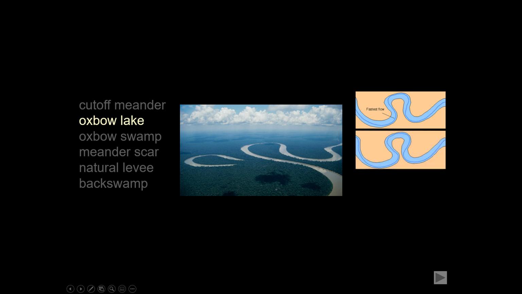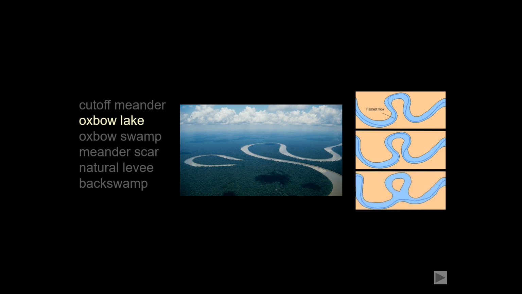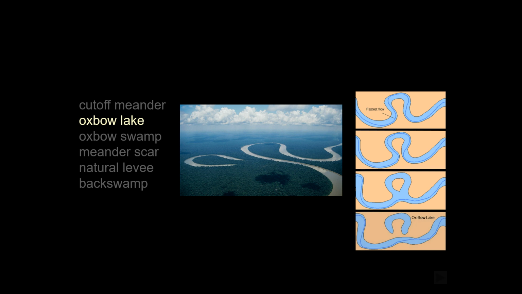So we have our fast flow that I'm showing here as the cutoff meander continues to, or I should say the fastest erosion here on the outside bank continues to push towards the other part of this bend. Eventually you'll have a cutoff meander, there's the cutoff meander, and then potentially an Oxbow Lake.